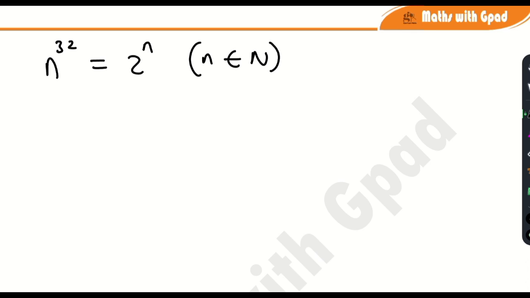Quickly, what's a natural number? A natural number is a positive integer. For example, 2, 3, 5, 7, and the likes. Okay, now how do we start solving this?